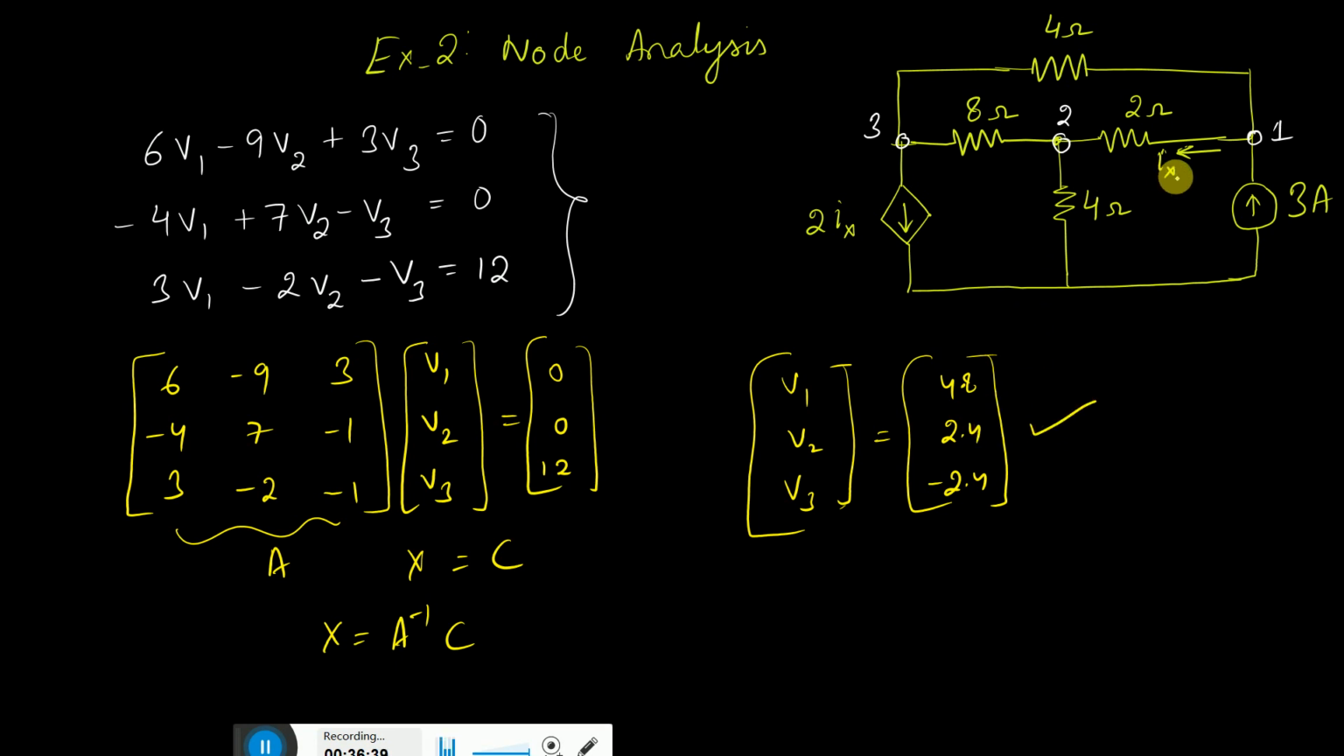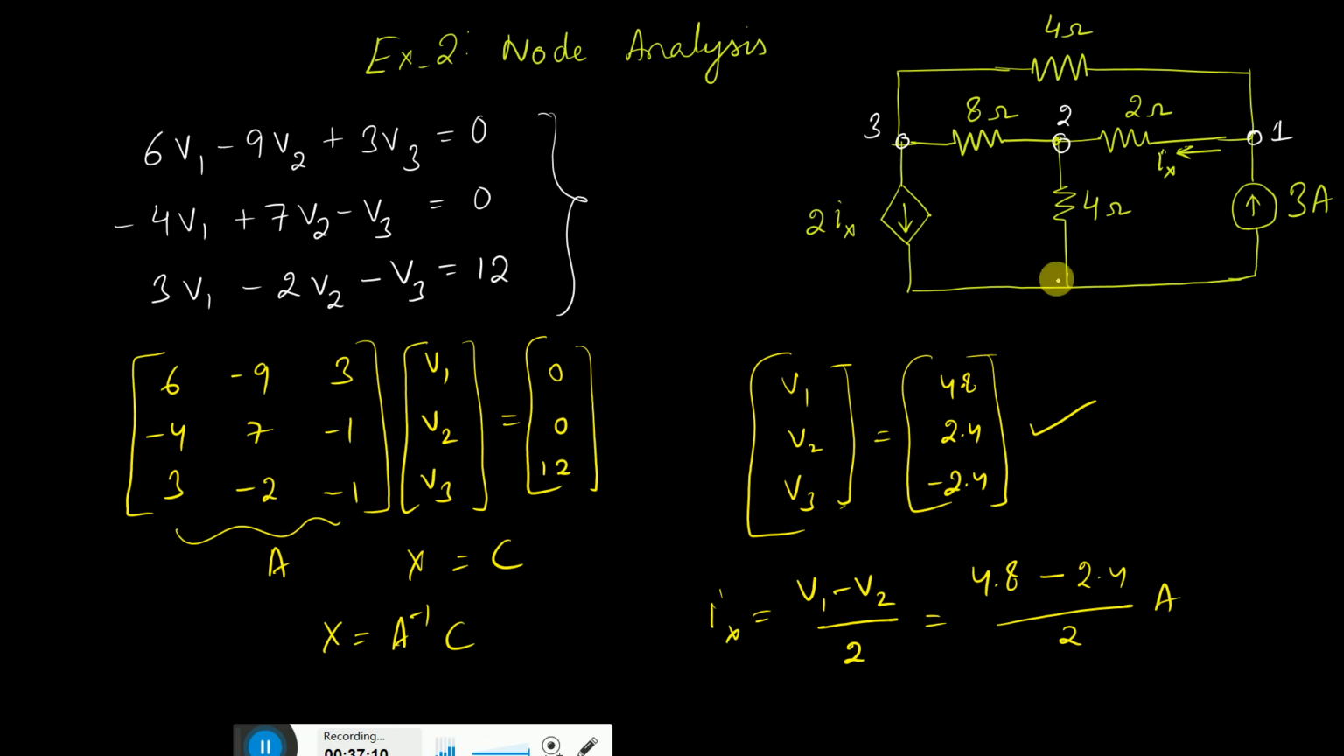So if somebody is asking now what is the value of Ix in this circuit, it is now very easy. So Ix is what? Ix is nothing but V1 minus V2 by 2. And since you know the value of V1 is 4.8 minus 2.4 divided by 2, you can find 2.4 by 2, that is 1.2 amperes. So now you can find the value of Ix.